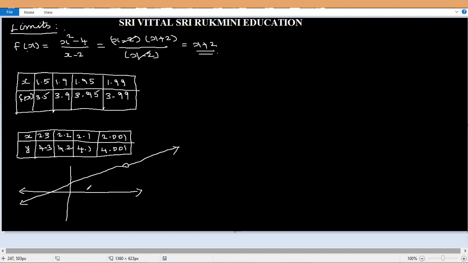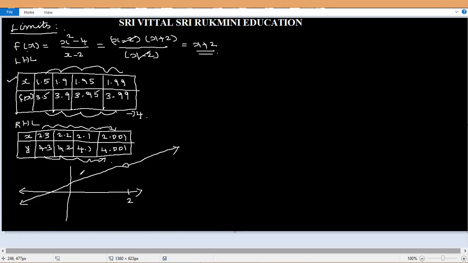I am saying from this tabulation, please understand very carefully. As the x value approaches 2, the y value approaches 4. Here also, the value is above 2, and as the x value approaches 2, the y value approaches 4. I am saying this as left hand limit and this as right hand limit.